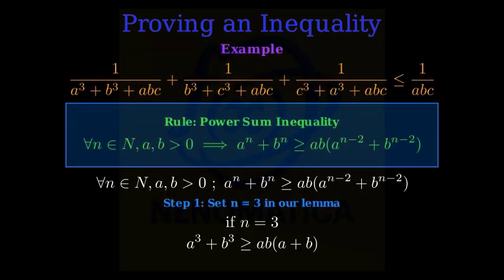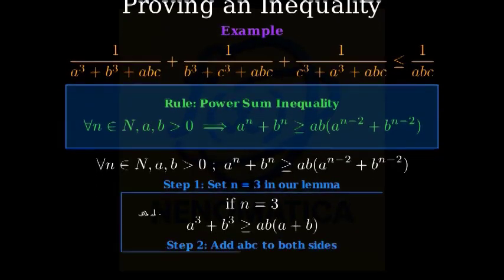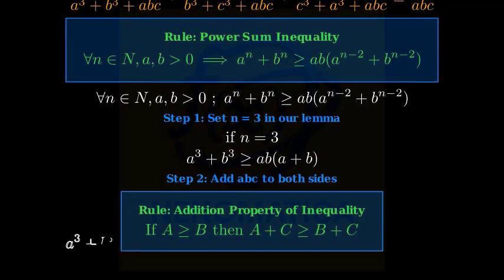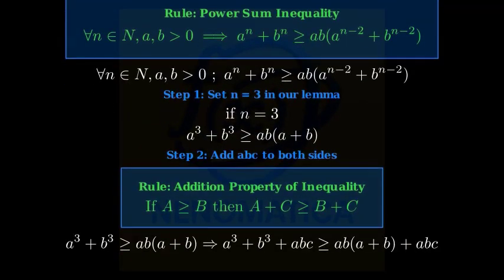When n equals 3, our lemma becomes a to the power of 3 plus b to the power of 3 is greater than or equal to a times b times the quantity a plus b. Now, we'll add abc to both sides of the inequality. This gives us a to the power of 3 plus b to the power of 3 plus abc is greater than or equal to ab times the quantity a plus b plus abc.